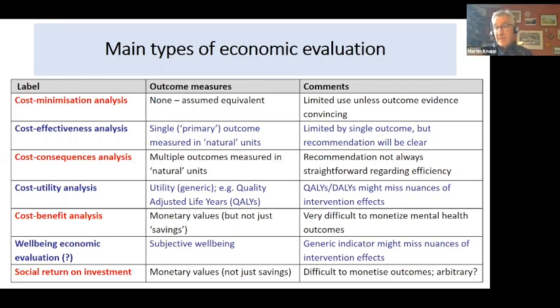When you get to the third line, that's looking at more than one of those outcomes together. Cost consequences. When you get to the fourth line, cost utility, this is where you are reducing those different outcomes into a single generic measure called utility. And anybody who's been around in the UK for a while would know about QALYs, quality adjusted life years, and that's the metric that, for example, NICE would use to allow comparisons between different areas. And then I'll say more about just quickly the last 3. Cost benefit, you're now measuring the outcomes in monetary terms, which is very, very difficult to do.